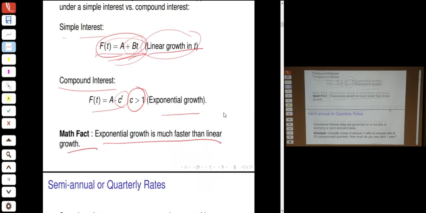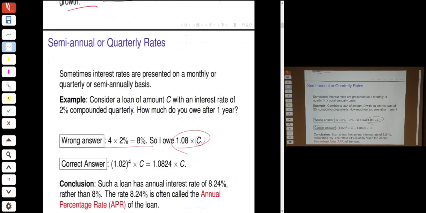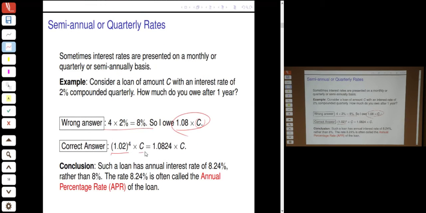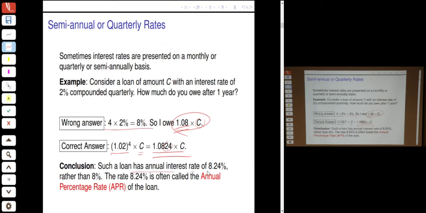So exactly you do the same thing, n units of time and alpha is 0.02, n equal to 4 units because there are 4 quarters in a year. And you get 1.02 to the power of 4 times C, where C is your starting capital, which is 1.0824 times C. So it's actually more than 1.08. So it will be more. Any questions? Okay. So the conclusion is that such a loan has an annual interest rate of 8.24% rather than 8%, and the rate 8.24% is often called the annual percentage rate or APR of the loan. Okay.